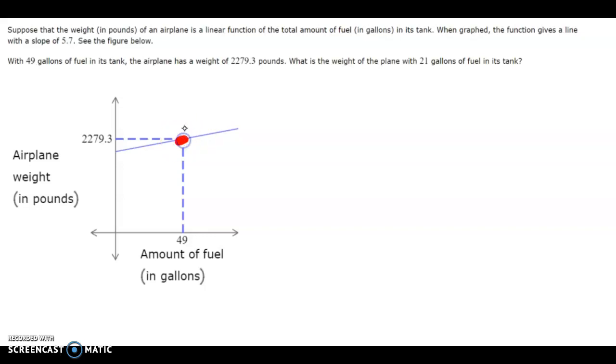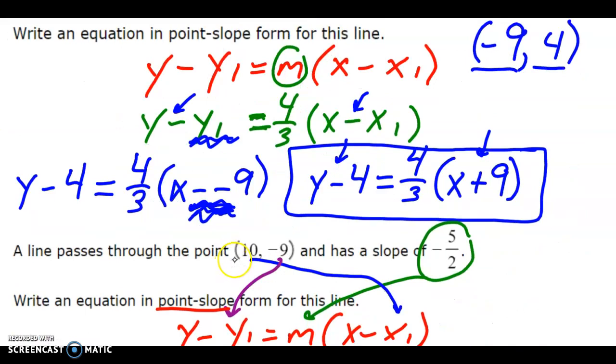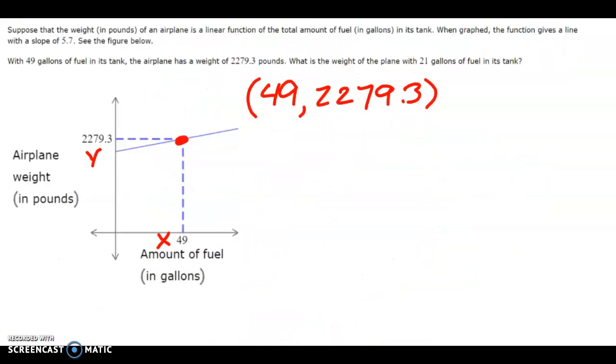So you're given a point on this line. It's not on a grid. Some of us might be confused by that. Your x value is 49. Your y value is 2,279.3. So your ordered pair right now, your x is 49. Your y is 2,279.3. So that's the point that you're being given to put into this equation. Much like these examples when you were given that point. Okay? So this is the point you've been given.